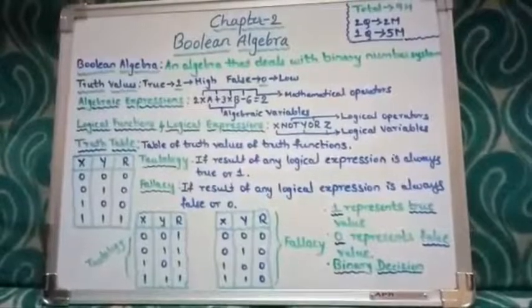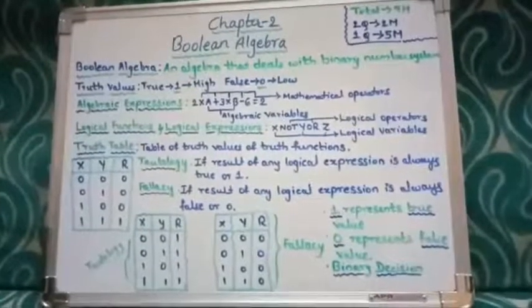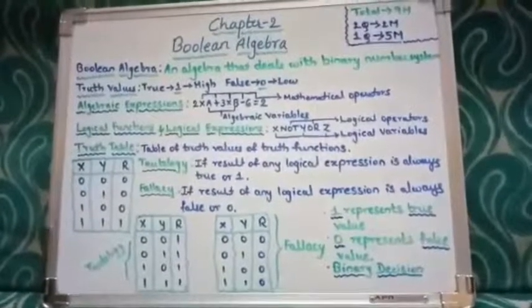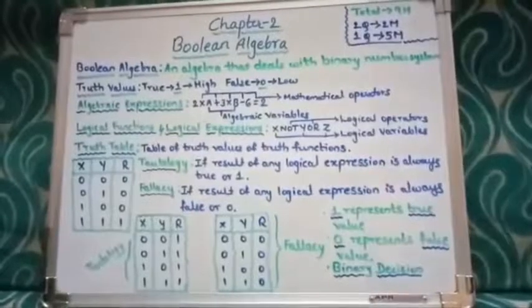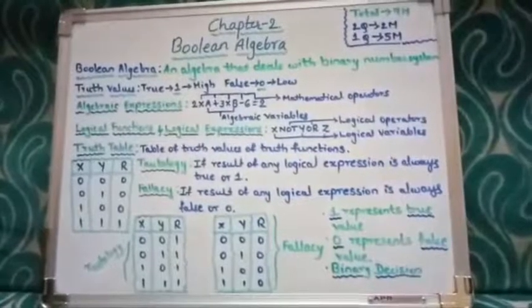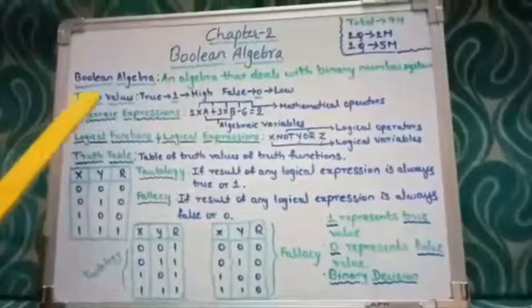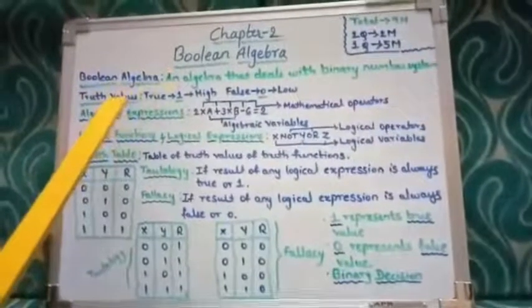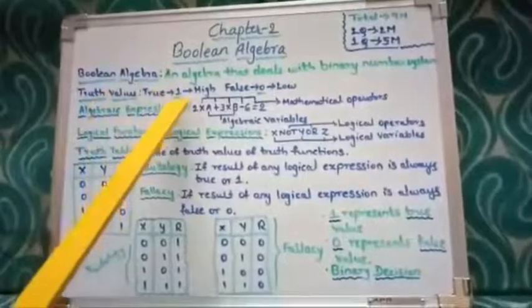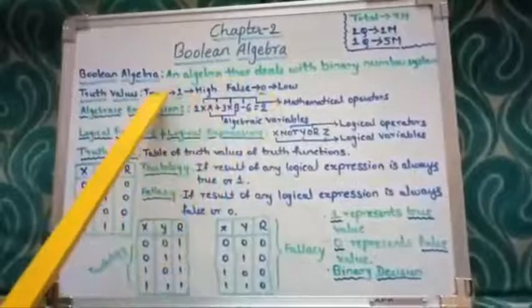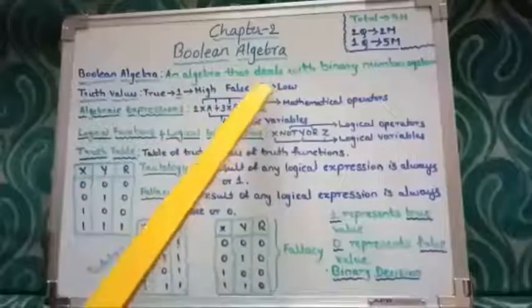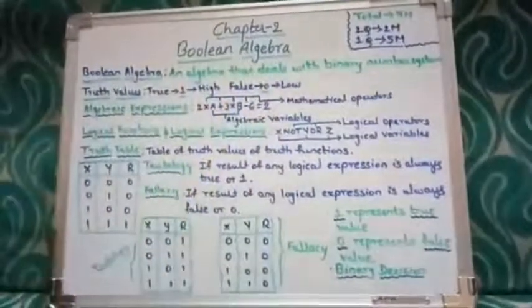A variable used in Boolean algebra can have only one of two possible values. The two values are false or 0 and true or 1. These are also called truth values. Truth values are two values, those are 1 and 0. 1 means true or high, 0 means false or low.